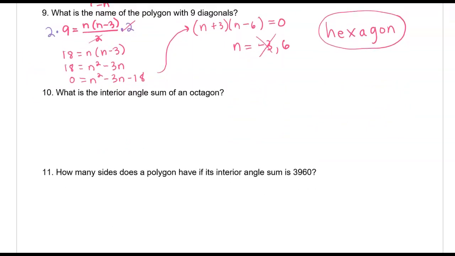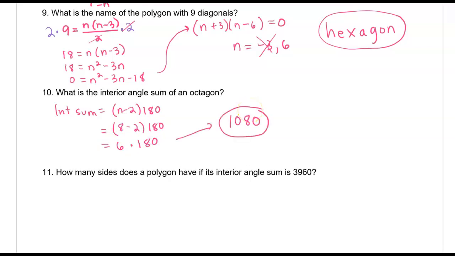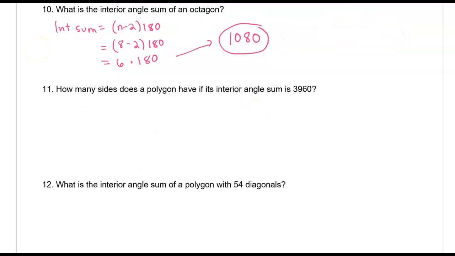What is the interior angle sum of an octagon? An octagon has 8 sides. So the interior sum formula was n minus 2 times 180. So I'm going to put 8 in place of n. That means I need to find 6 times 180. That is 1080.